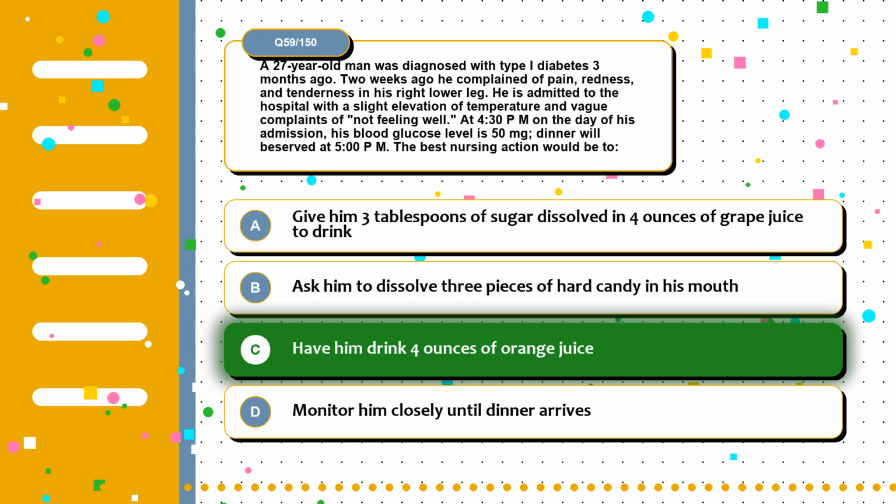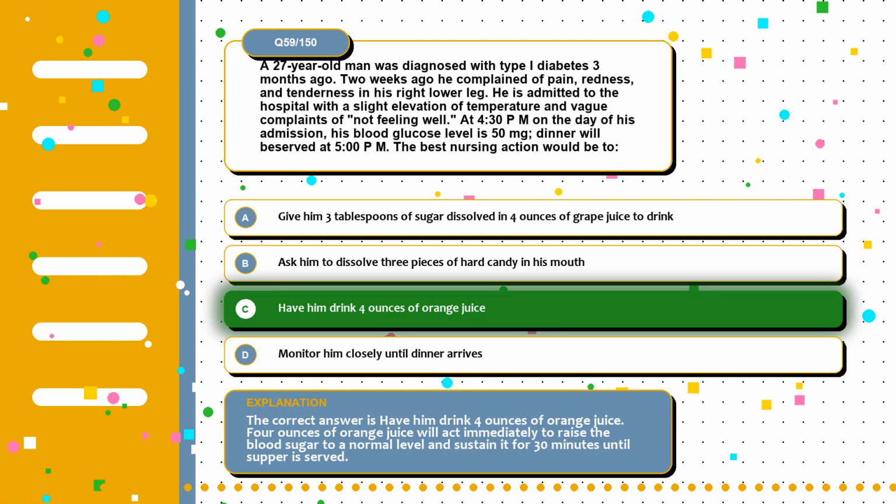The correct answer is option C. Have him drink 4 ounces of orange juice. 4 ounces of orange juice will act immediately to raise the blood sugar to a normal level and sustain it for 30 minutes until supper is served.